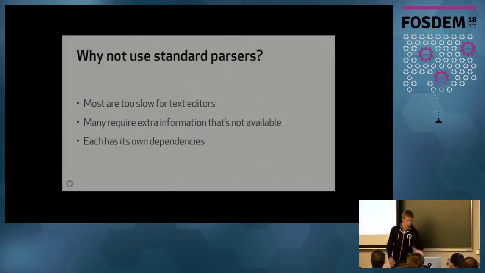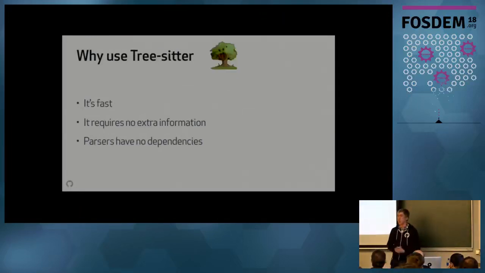And so what I set out to do with TreeSitter was to build one parsing system that could not only handle all major programming languages uniformly, but could also do so within these constraints. So it can be fast enough to run on every keystroke in a text editor, and it doesn't require any additional information about a source file in order to parse it, and has no dependencies. In fact, the runtime is implemented as a pure C library, so you can really easily use it no matter what language your application is written in.